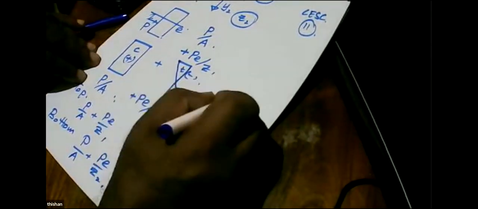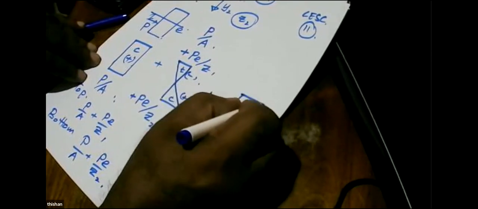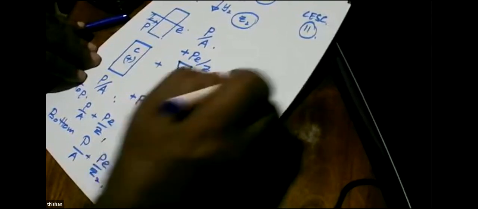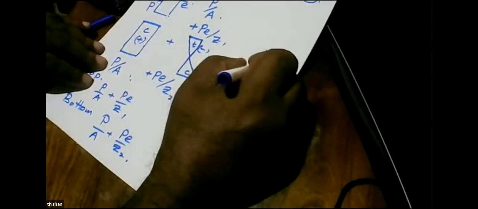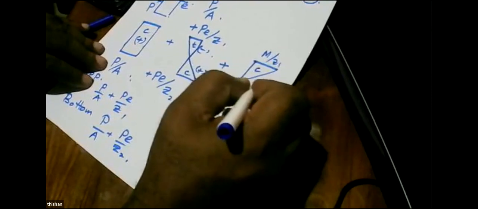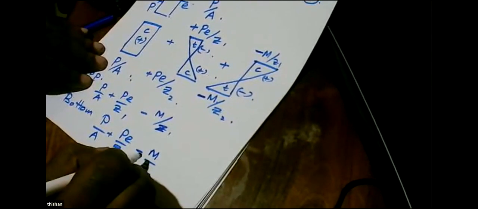And then we add again M over Z2, M over Z1. Why? Because here you get compression, here tension, and this is negative, this is positive. So to get a negative answer, we have to introduce a negative sign here. To get a positive answer, we have to introduce a negative sign there. So you get minus M over Z1. Here you get minus M over Z2. And what can happen?